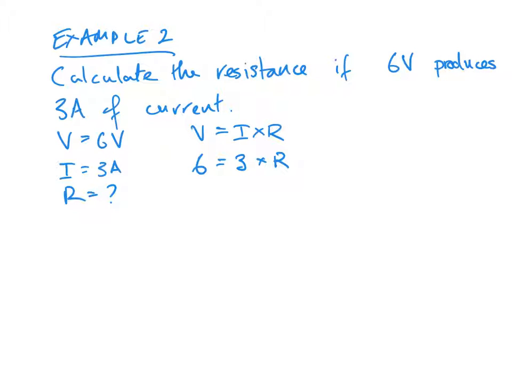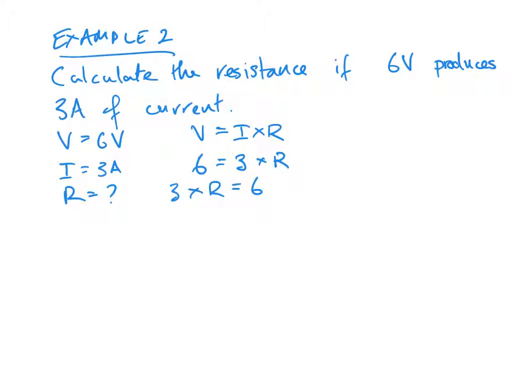The next thing I'm going to do is just swap round sides. So if 6 is equal to 3 times R, then 3 times R is equal to 6. Do you agree I've not changed anything in the formula there? Nothing. But I want my final answer to be R equals something. I've got it onto the left-hand side now, but I want it on its own.